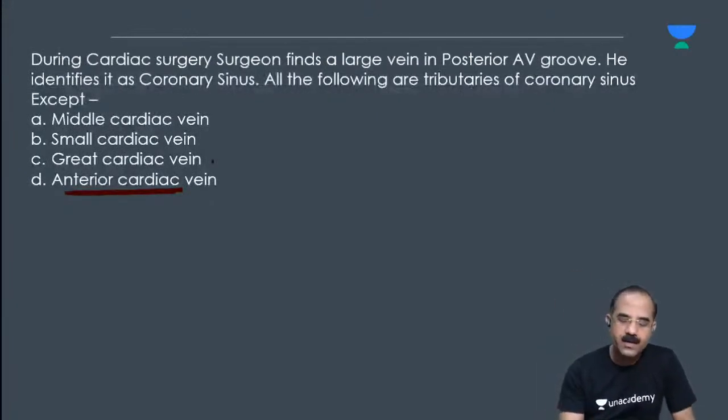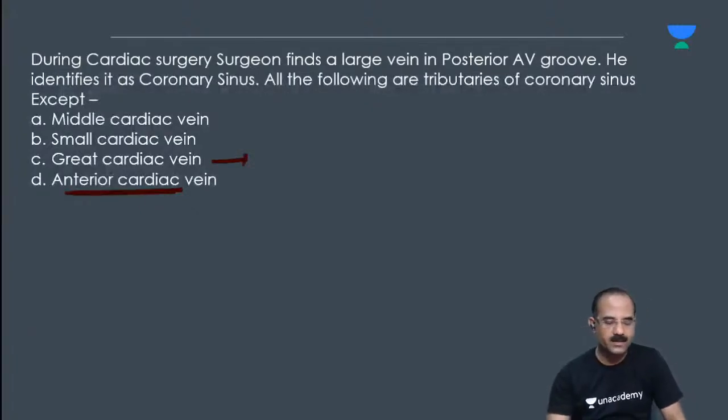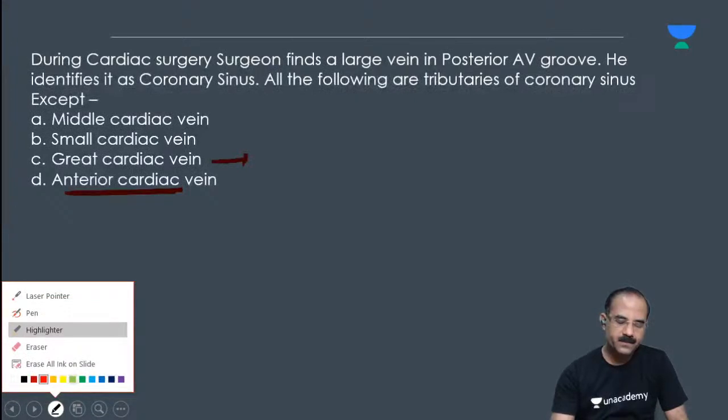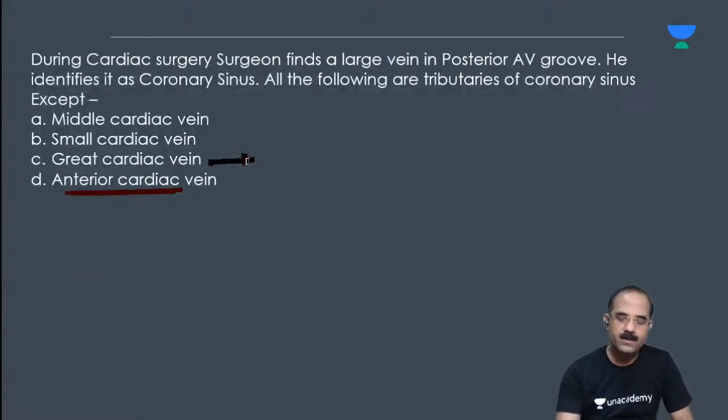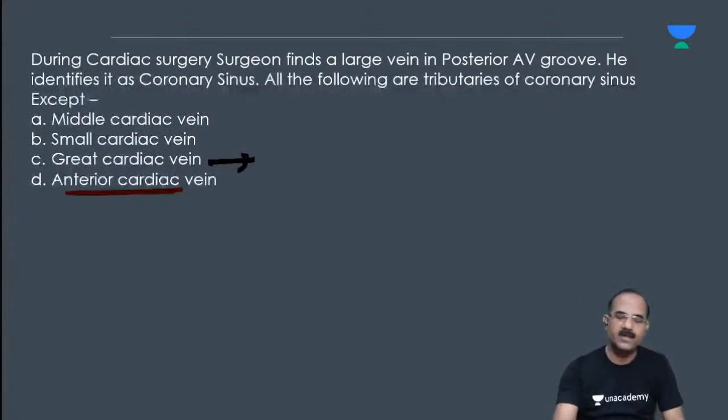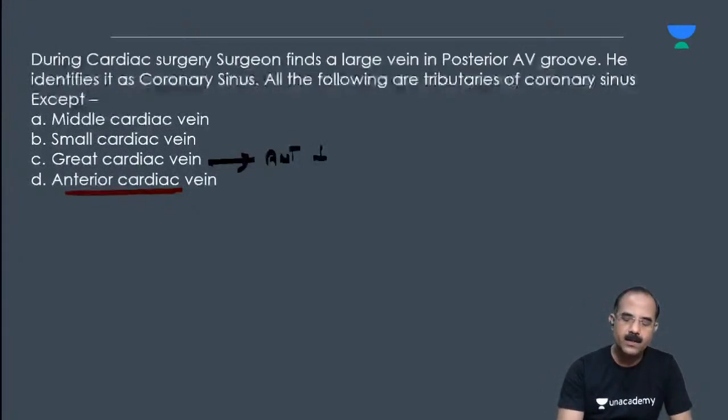Tell me, where does the great cardiac vein lie? If you can answer this. The great cardiac vein lies in, any guesses? The great cardiac vein lies in the anterior interventricular sulcus of the heart. Great cardiac vein, anterior interventricular sulcus of the heart.